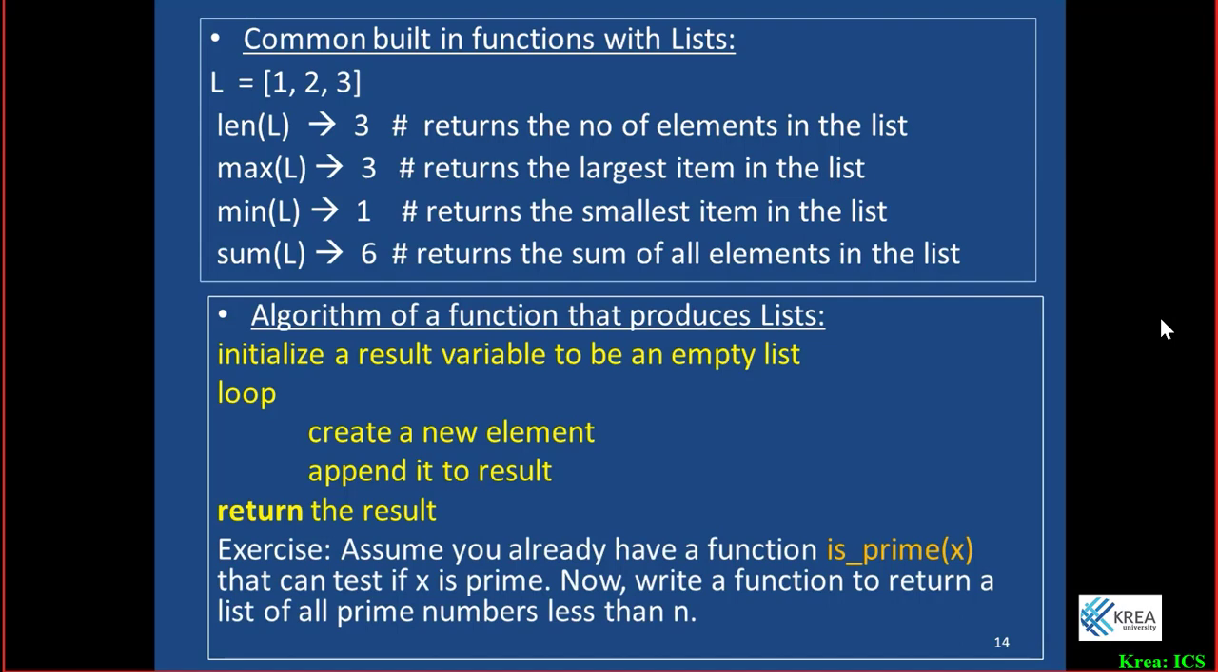You can do an exercise like this: assume you already have a function like is_prime(x), which basically tests if x is prime. Now write a function to return a list of all prime numbers less than n, where you first create an empty list and then append the items to the empty list.